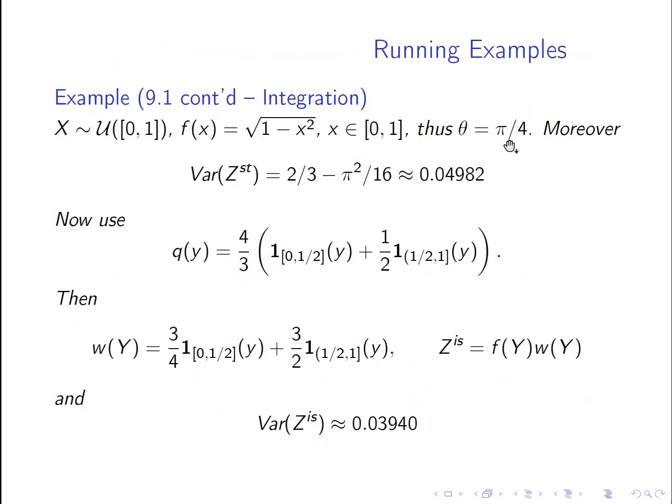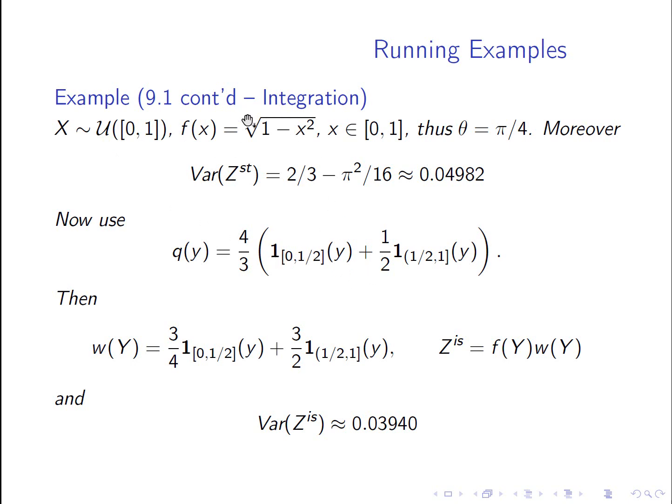Okay, and let's finish today's lecture with our two running examples. The first is again integration. f of x is the square root of 1 minus x squared. The target quantity is pi/4. The standard estimator has a variance of approximately 0.05. Now we can try many importance sampling densities, and let's shift the density, starting from the uniform distribution on 0, 1, a bit more to the areas where f is large.